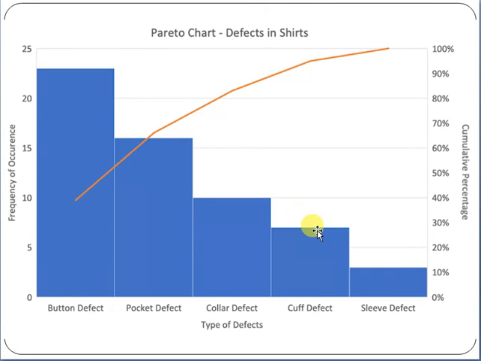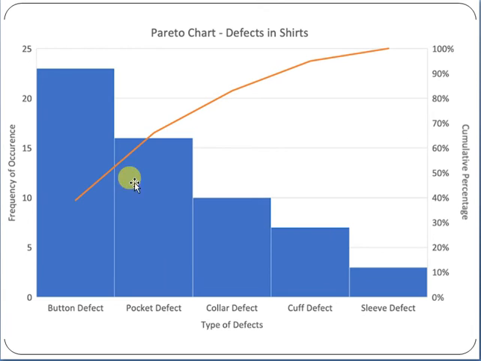Okay, and this is the cumulative percentage here. So friend, if you see from the graph, you can easily notice that most of the defects are occurring in the button defects. Approximately 90% of defects are due to buttons. Then the second one is pocket defects. More than 60%, around 62% of defects, are due to pocket defects.